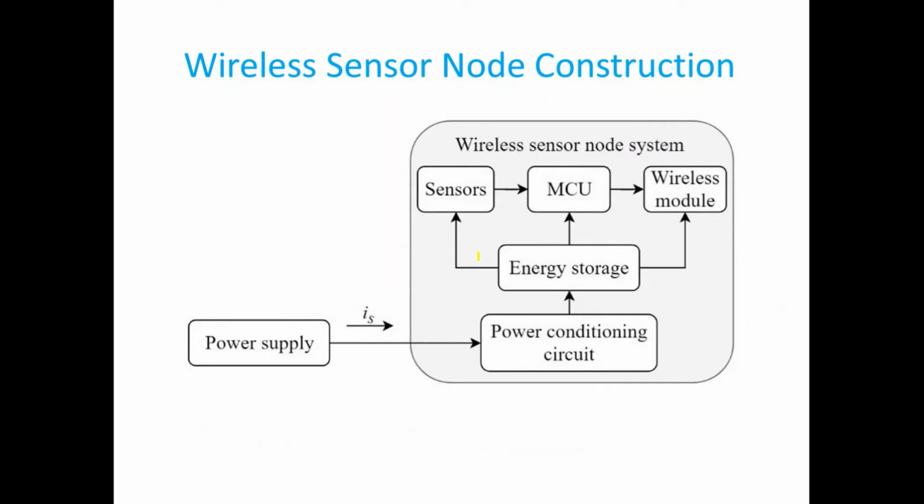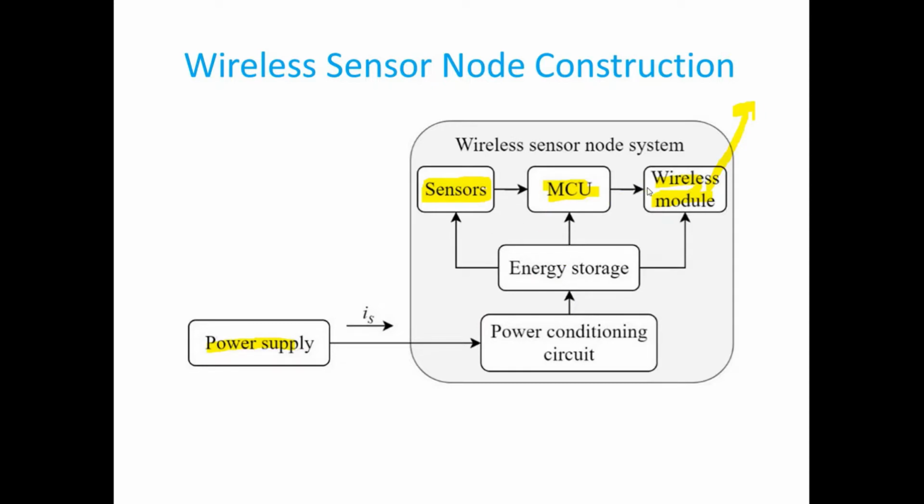So as we can see here, this is the construction of one sensor node. Each sensor node consists of an MCU and also a sensor, to sense physical environment data, for example temperature, light, vibration, color, anything. And also the wireless module. The wireless sensor node will use this module to transmit out the data or the events that have happened. And for sure it has its own power supply, conditioning circuit, and energy storage.